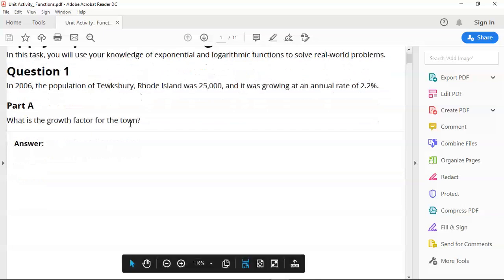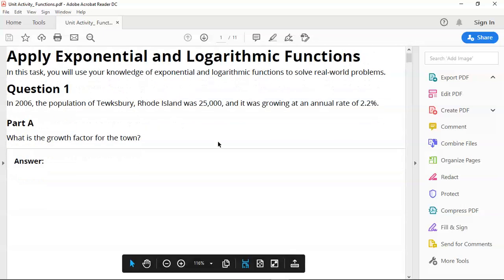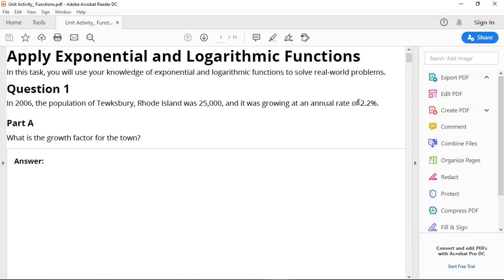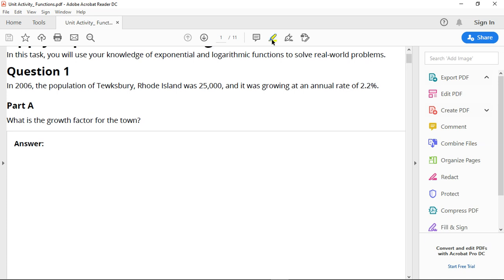I don't know why it's called functions when it's focusing way more on logs. Okay. So what is the growth factor of the town? This one's pretty simple. They're literally telling us what the growth factor is. Is there a way for me to write on here?